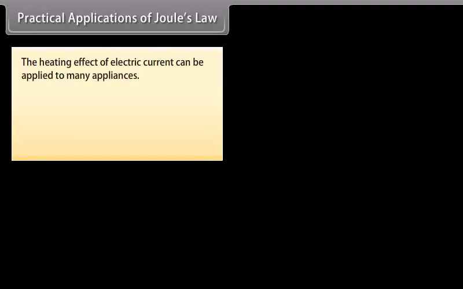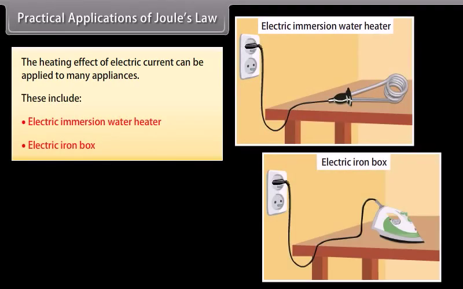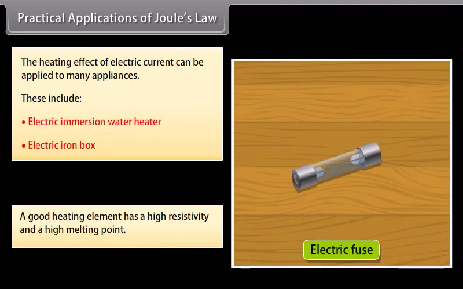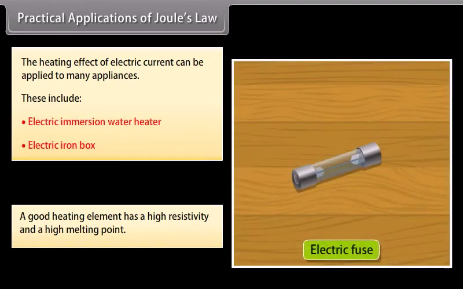Practical applications of Joule's law. The heating effect of electric current can be applied to many appliances. These include the electric immersion water heater and electric iron box. A good heating element has a high resistivity and a high melting point. For example, an electric fuse is an example of the heating effect of electric current. The rating given as 3A on an electric fuse states that the maximum current it can sustain is 3 ampere.